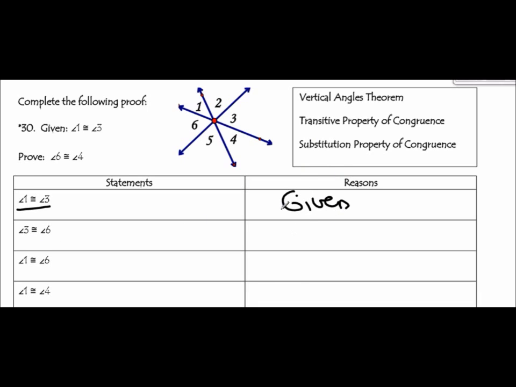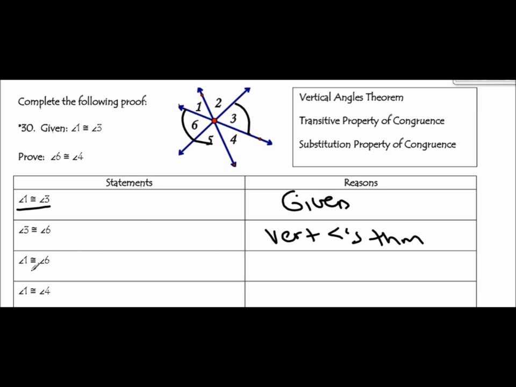3 is congruent to 6. Well, that's why they give us a picture. Why is 3 congruent to 6? Look at your picture. You have 2 non-adjacent angles, and they're across from each other. They share a common vertex. Those are called vertical angles, and vertical angles are congruent. So 3 is congruent to 6 by the vertical angles theorem. If you have vertical angles, which we do, 3 and 6, then they are congruent.